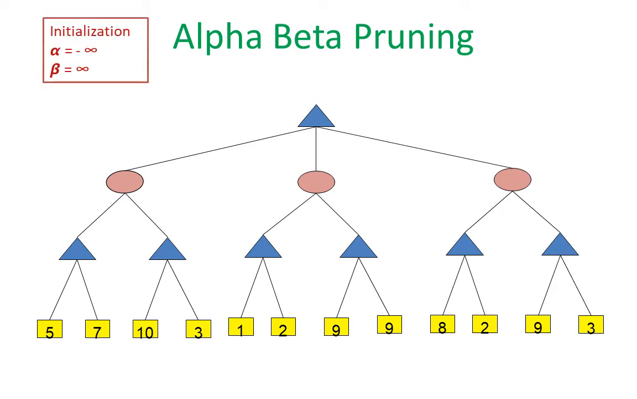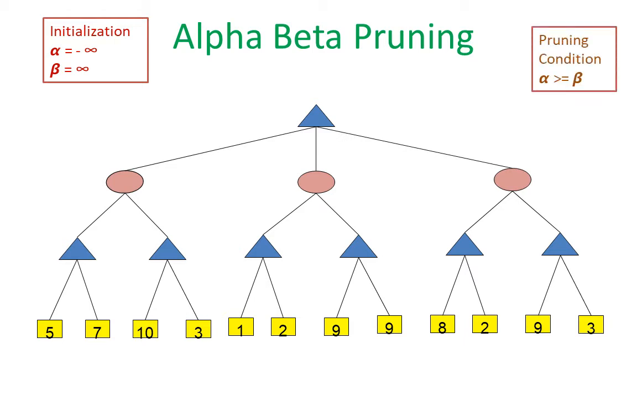Here we have an initialization condition. We are using two terms, alpha as well as beta. Alpha is for the max player and beta is for the min player. The objective of the max player is to maximize the value. So in the initial value we are assigning the least value, that is minus infinity, and for beta we are assigning the maximum value, infinity. The objective is to reduce the infinity. So this is the initialization condition.